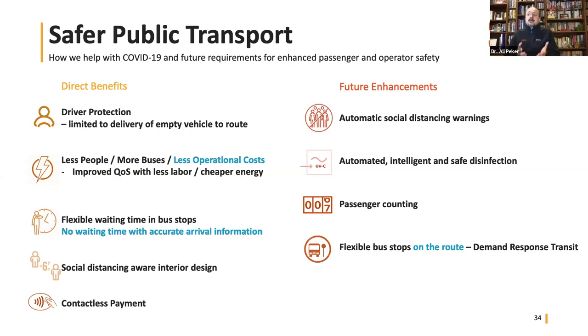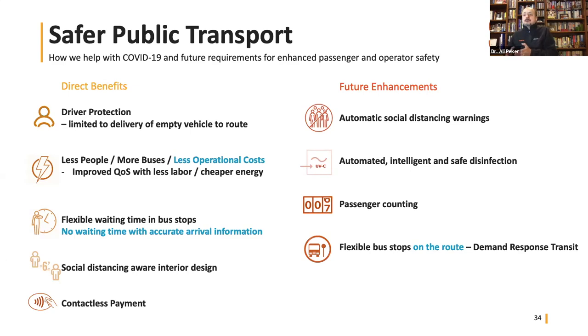So autonomy makes that possible, and you can also protect the drivers, since drivers will still be needed for bringing the bus to the route without passengers, but on the route you will not use the driver, so you will not lose the driver jobs. But since you will have more buses to carry to the route, you can have more buses with the same amount of drivers, and you can apply flexible waiting time at the bus stops to avoid people getting onto the bus at the same time, or you can apply things like a train.